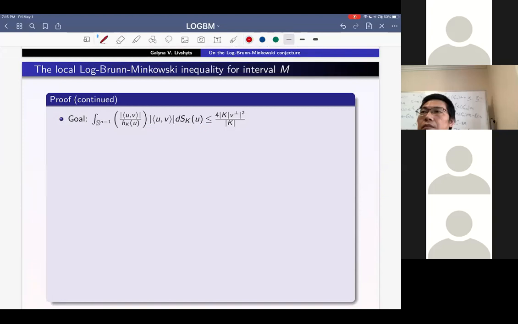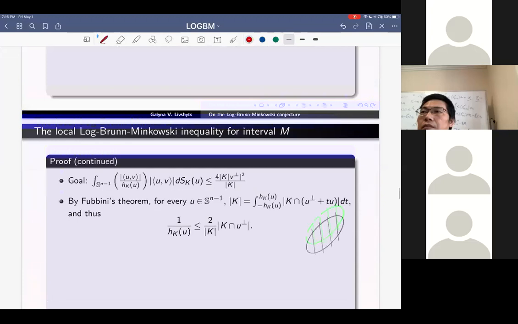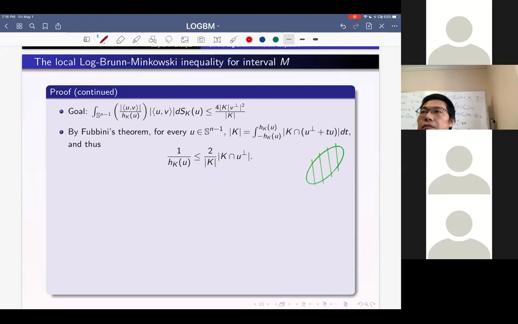Right. So yes, this is our goal. How do we prove it? Well, I find it kind of interesting. It's very simple, but it's somehow the right thing to do. What happens here is that we relate projections to sections. By Fubini's theorem, we can write the volume of a convex set in terms of an integral of its sections as drawn here. And the central section is always the biggest one, by the Brunn-Minkowski inequality again, but I don't have time for this. Because of that, we can always estimate one over the support function from above by the central section over the volume times two. It's just a simple estimate coming from Fubini's theorem.